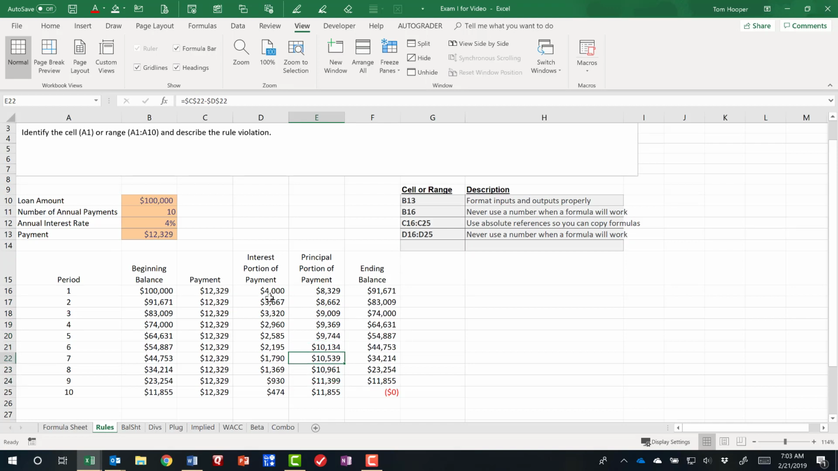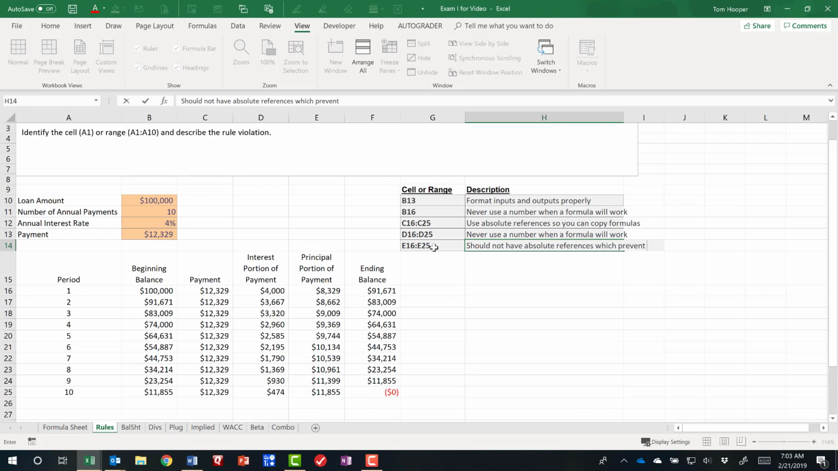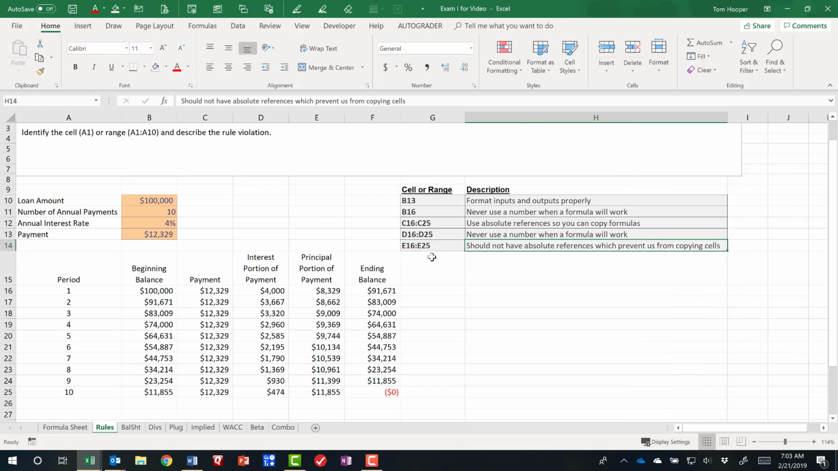Now I don't know how they typed this in. Actually I do because it was me. But I went back and added dollar signs, which was silly because you can't copy that formula up and down. So let's just say that E16 through 25 should not have absolute references, which prevent something like that. Okay, do an alt-away on that, make it look pretty, and let's move on to the next one.